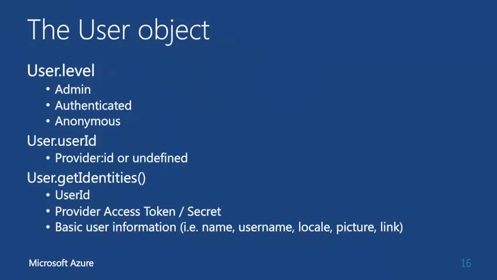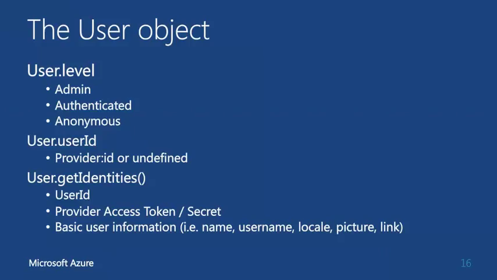And on the server side, in Azure Mobile Services, we can also use the user object in each request for tables, for APIs, and so on. And our user object has several properties. For example, it has a property called level, which describes whether the current request came from an admin, from an authenticated user, or from an anonymous user. We also have user ID. It's the ID for the provider through which the user passed our authentication, or undefined.